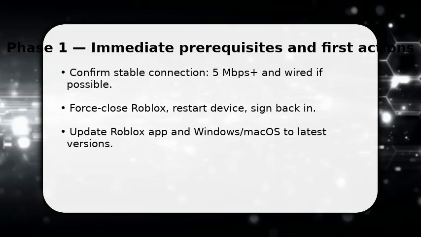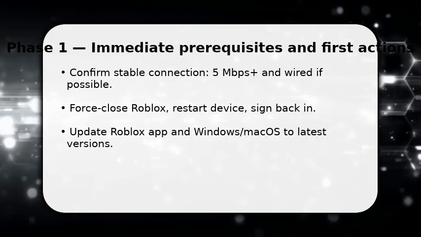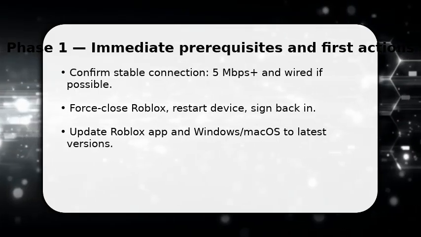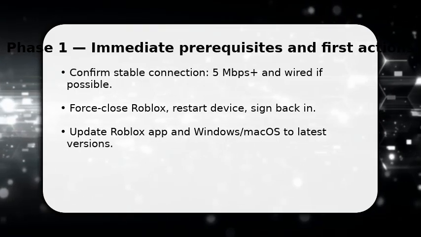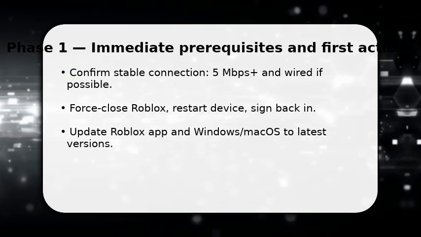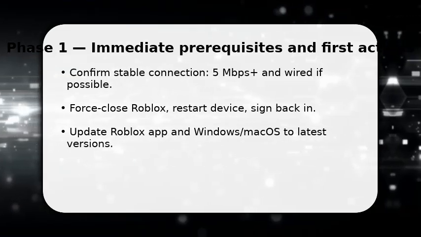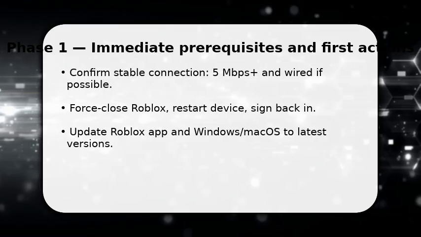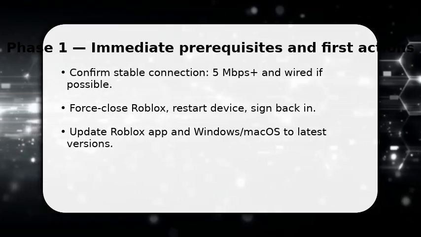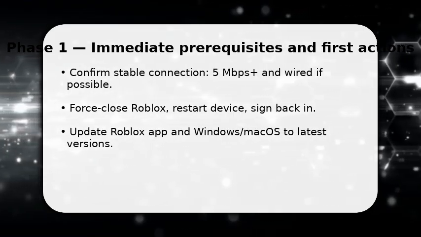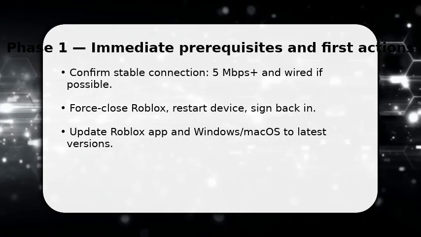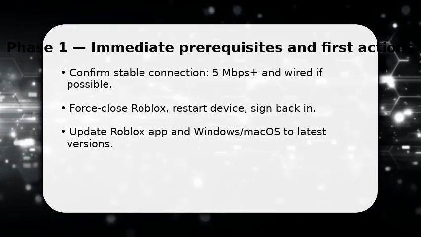You start by confirming network stability and closing everything. Check you have at least 5 Mbps, switch to wired if possible, and then force close Roblox. Once done, restart your device to clear transient locks and make sure Roblox and your operating system are updated. You do this because out-of-date components and background glitches cause most abrupt stops.